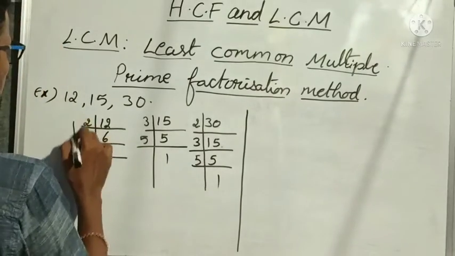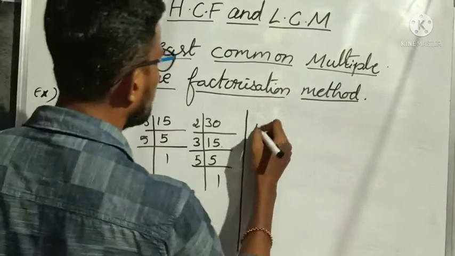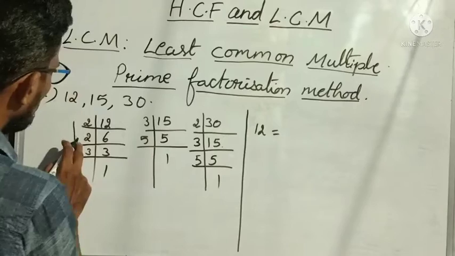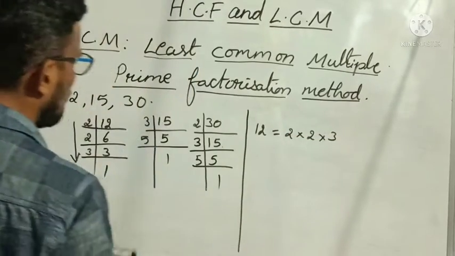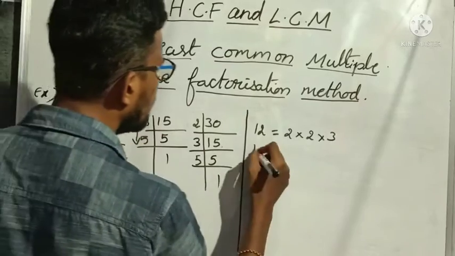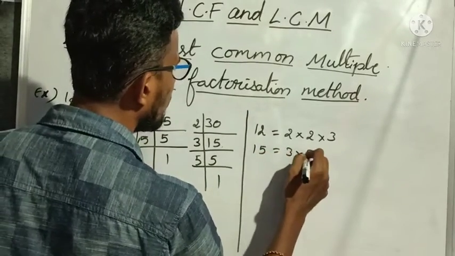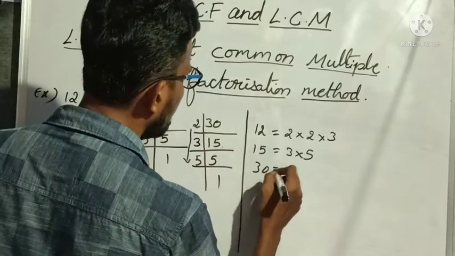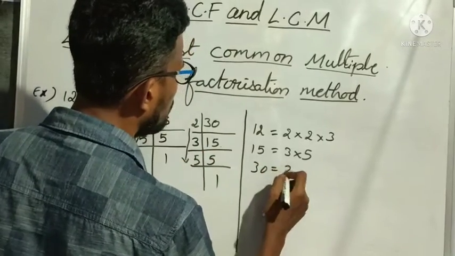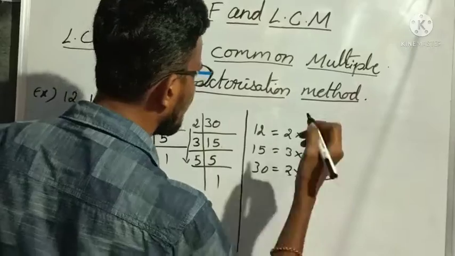Okay. So now let us write down what we are getting in expanded form. So how to expand 12? 12 can be expanded as 2 into 2 into 3, right? And how can 15 be expanded? 15 can be expanded as 3 into 5. How can 30 be expanded? 30 can be expanded as 2 into 3 into 5.